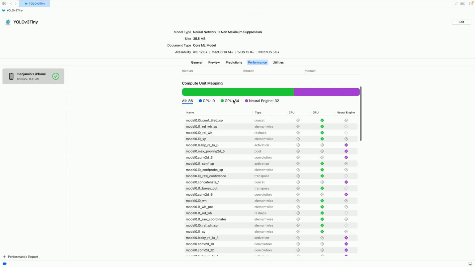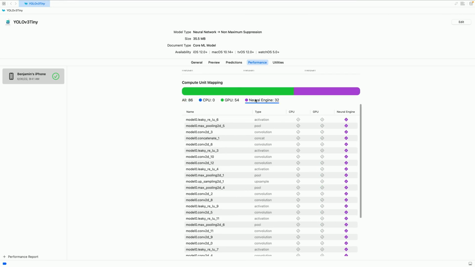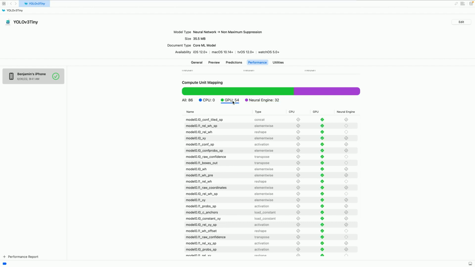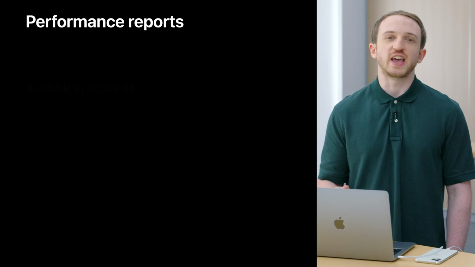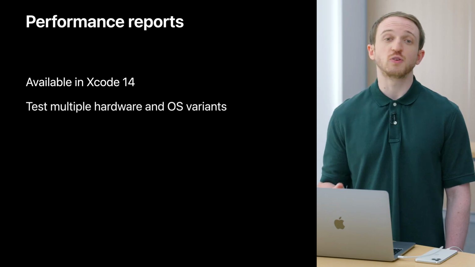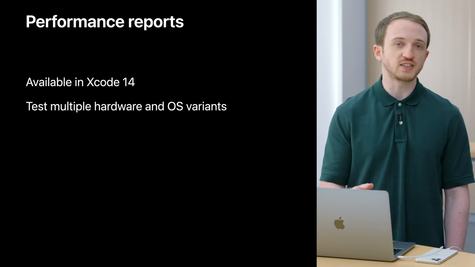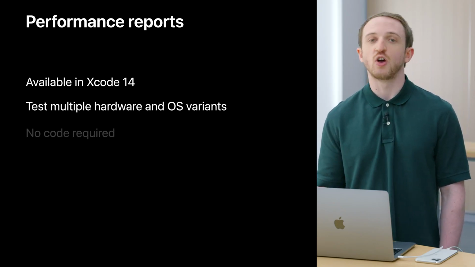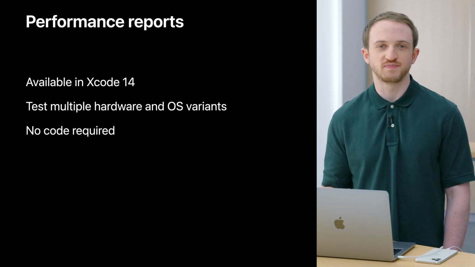In this case, 54 layers were run on the GPU, and 32 layers were run on the neural engine. You can also filter the layers by a compute unit by clicking on it. That was how you can use Xcode 14 to generate performance reports for your CoreML models. This was shown for running on an iPhone, but it will allow you to test on multiple operating system and hardware combinations without having to write a single line of code.